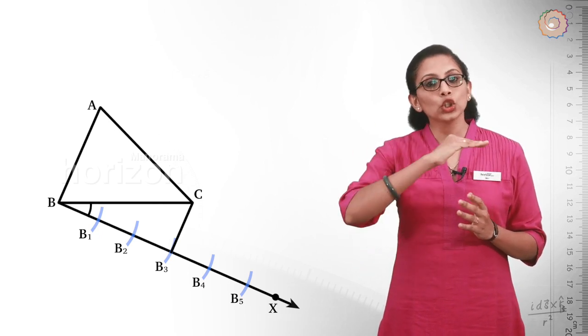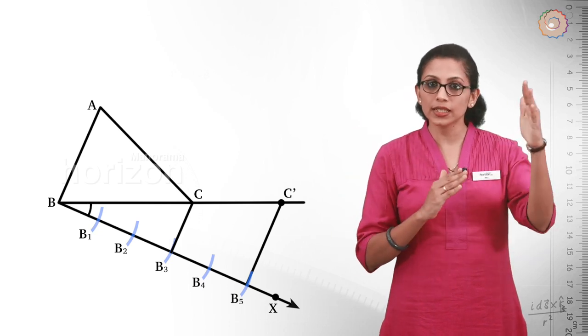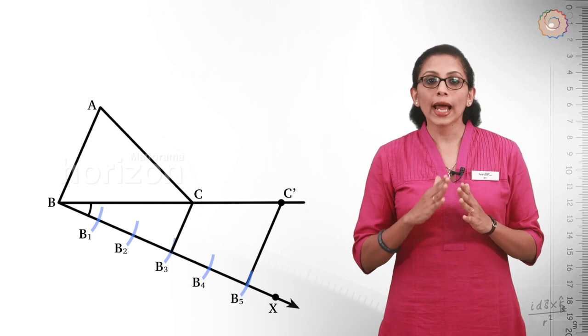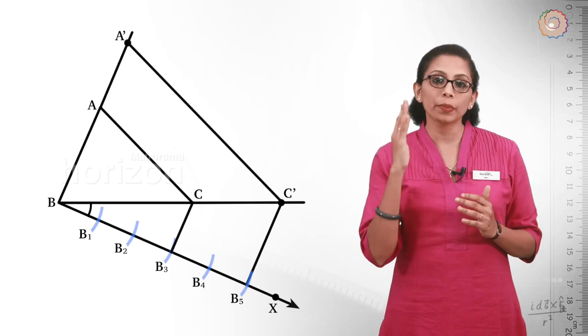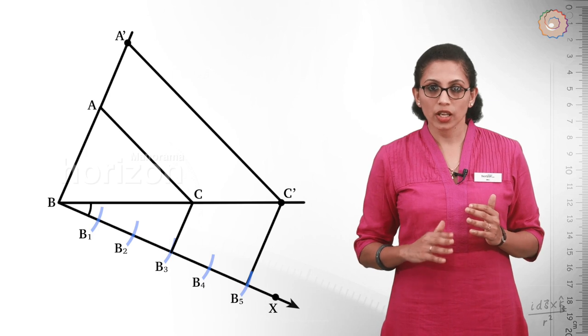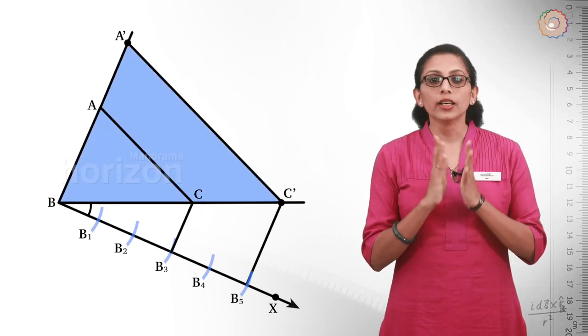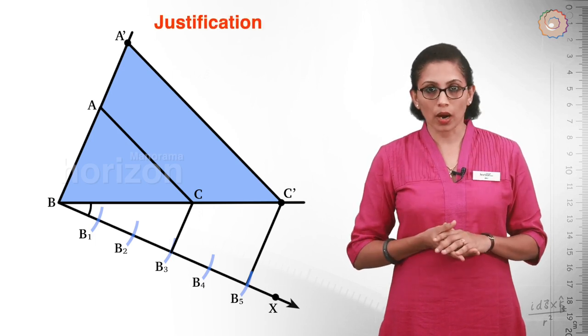Now draw a line through B5 parallel to B3C to intersect BC extended at C dash. Next, draw a line through C dash parallel to the line CA to intersect BA extended at A dash. Thus, the triangle A dash B C dash is the required triangle. Let's move on to the justification part.